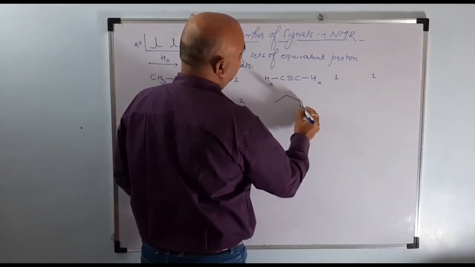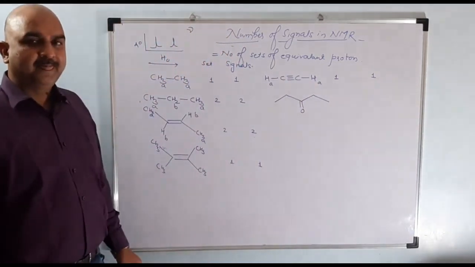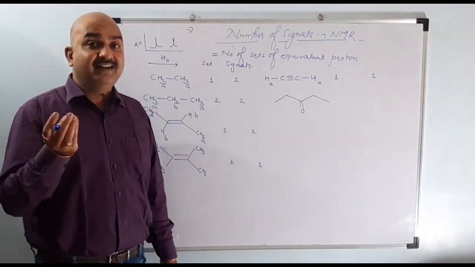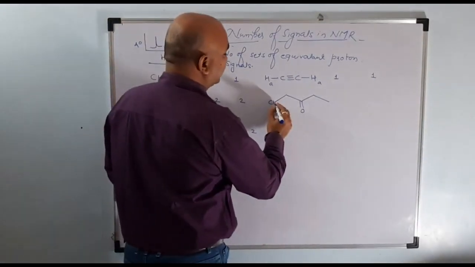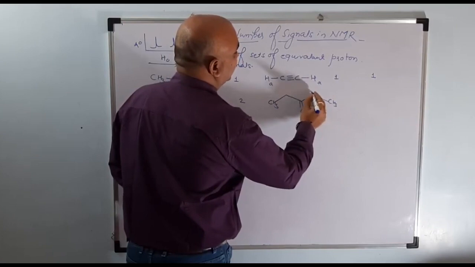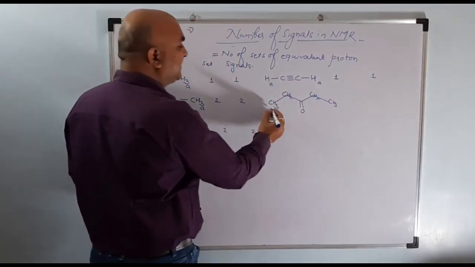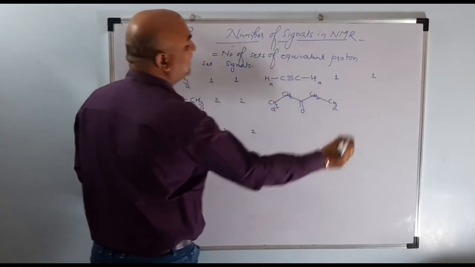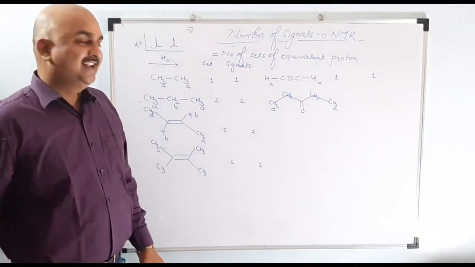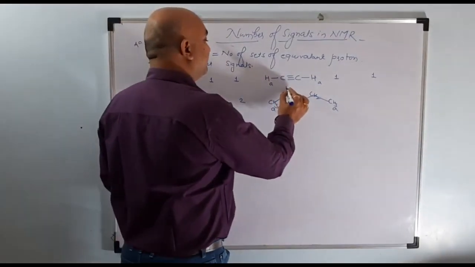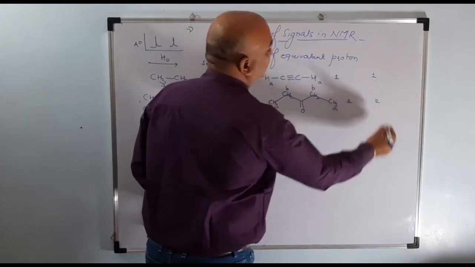Consider you are having this type of compound. How many types of protons? There is a methyl, there is a methylene. So this is CH3, this is also CH3, this is CH2, this is CH2. Be careful, this CH3 is exactly chemically equivalent to this CH3, so we are having only one set. Then it is methylene, B, so two sets of protons, two signals in NMR.